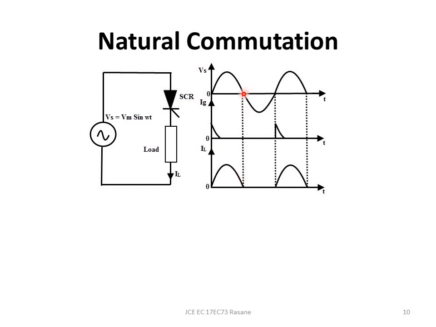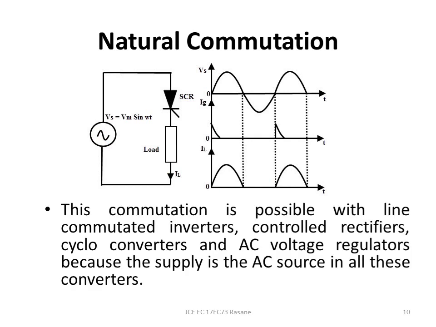At that time the reverse voltage is going to come here, and this will be minus and this will be plus. This reverse voltage will make sure that the SCR will not conduct; it will reverse bias it and turn it off. Since the AC itself is turning it off during the negative cycle, this is called natural commutation. So commutation is possible with line commutated inverters, controlled rectifiers.